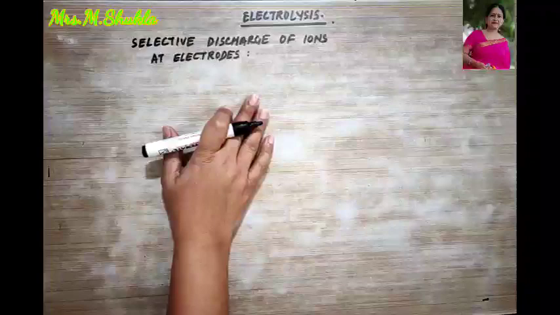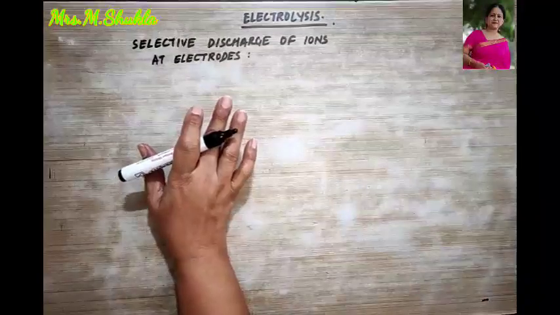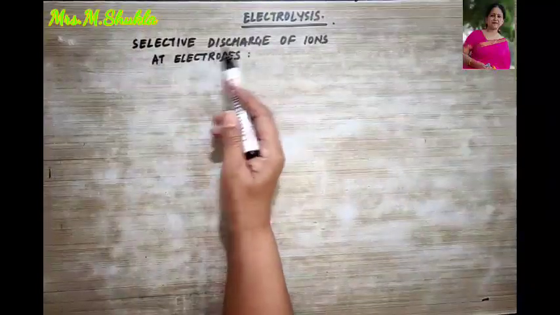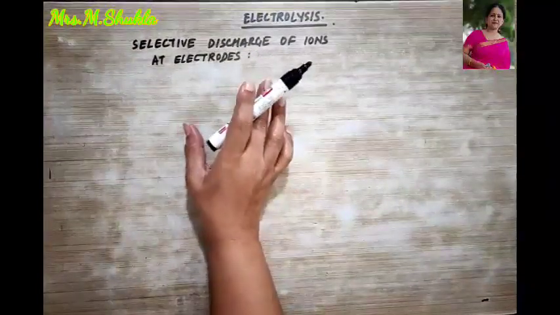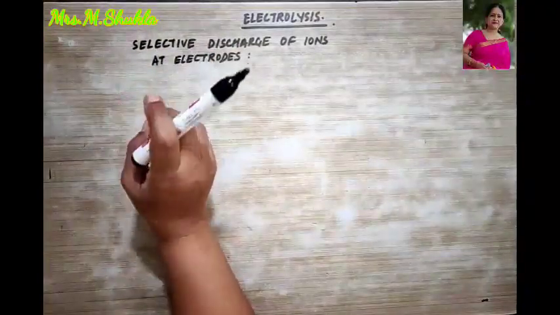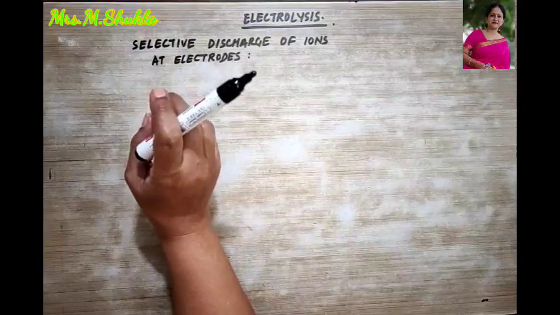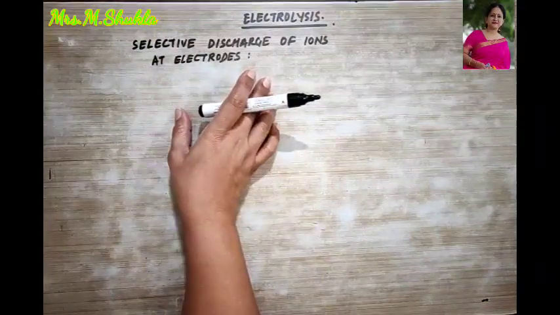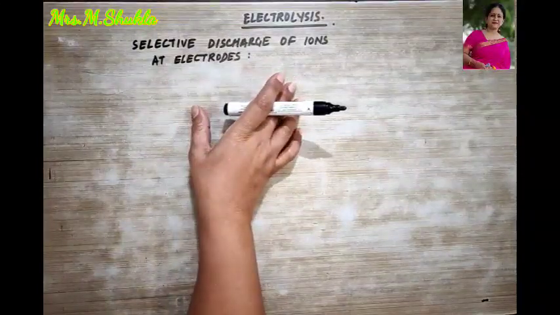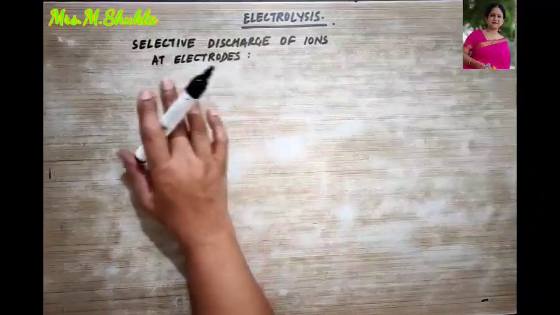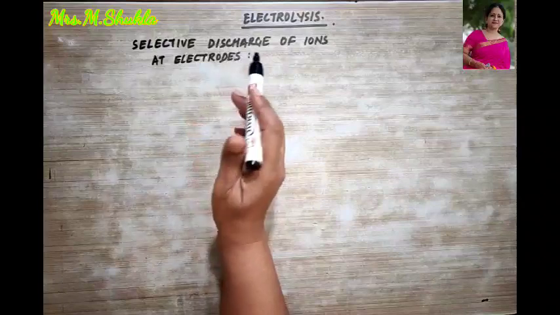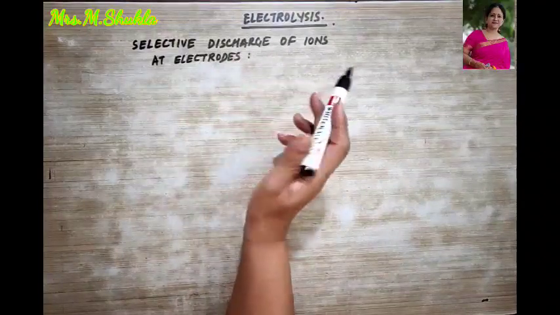In the previous video we studied the electrochemical series. Today we are going to talk about the selective discharge of ions at electrodes. When two or more ions of the same charge are present in an electrolyte solution under identical conditions, they compete for discharge at the electrode. One of them gets preference to be discharged. This process is known as selective discharge of ions.